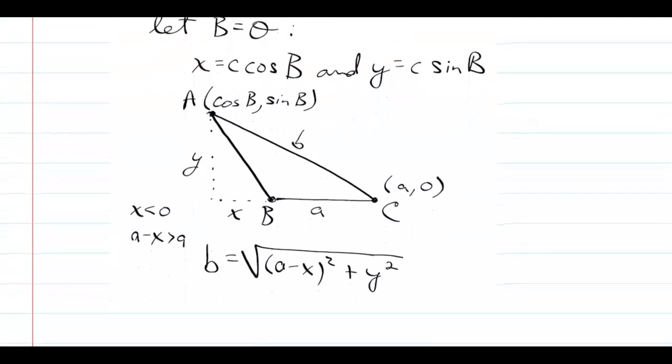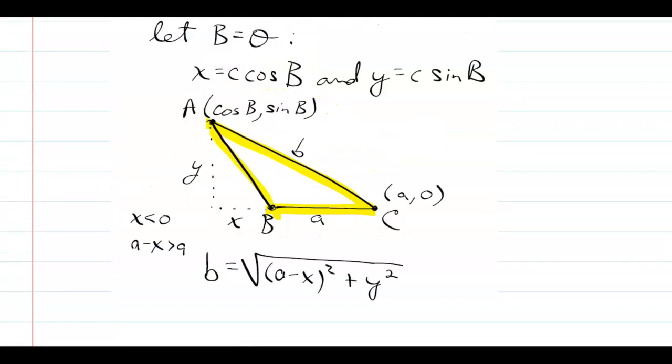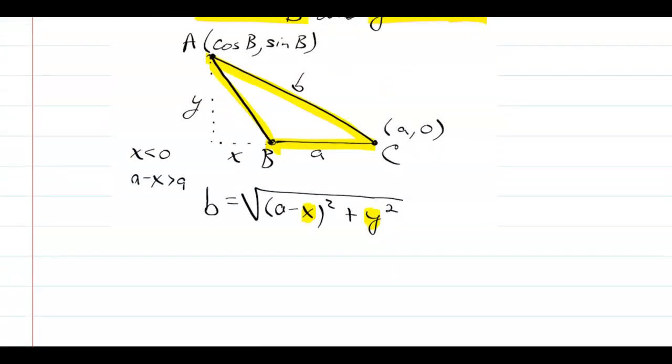So a little bit more work here. As we can see in this case, we've moved on from using the triangle we created that was a right triangle back to the original oblique triangle here. From this point on, we're going to do some substitutions. Up here we can see that x is c cosine of b and y is c sine of b. And we can see that x occurs here in our formula for b and y occurs here. So we're going to do a substitution.